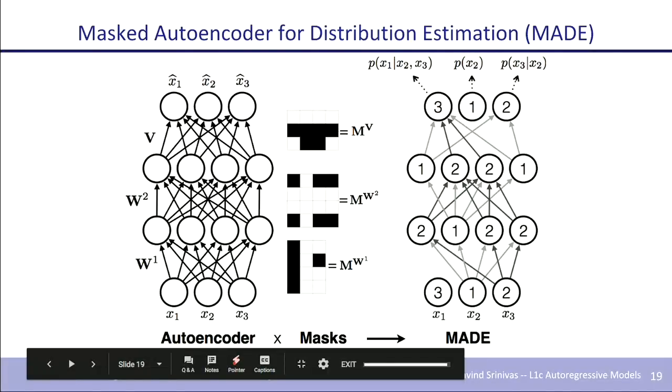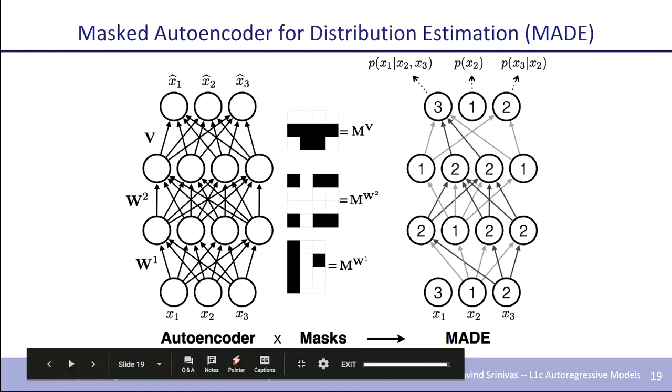And your mask is hand designed. By design, you say certain connections in the multi-layer perceptron are non-existent, so that you make sure there's no information leakage. Think of it this way: I'm trying to predict the marginal distribution of x2. Then I should not know a priori what x2 is, because if I know it, I don't need to predict its marginal. I just reconstruct it exactly. So you do masking in a way that prevents information from going to the conditional it's trying to predict.